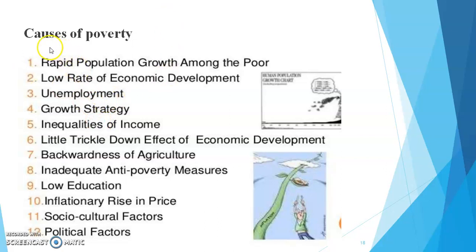Okay, so what are the causes of poverty? Rapid population growth among the poor, low rate of economic development, unemployment, growth strategy, inequalities of income, little trickle down effect of economic development, backwardness of agriculture, inadequate anti-poverty measures, low education, inflationary rise in price, socio-cultural factors, political factors. These factors are responsible to cause poverty.